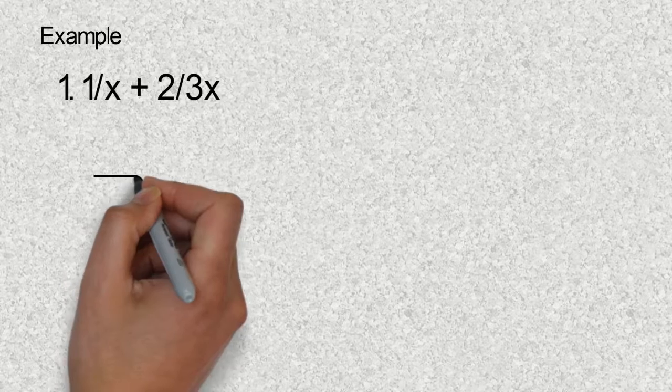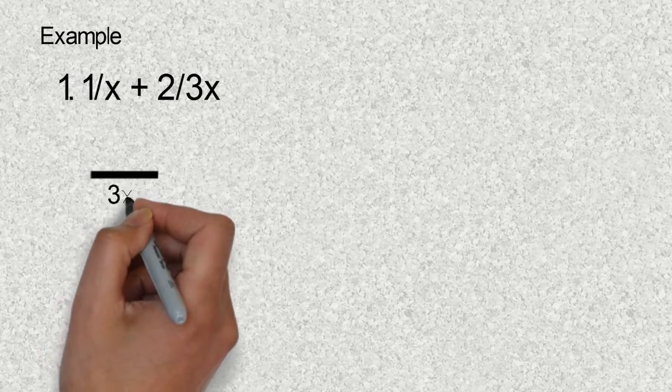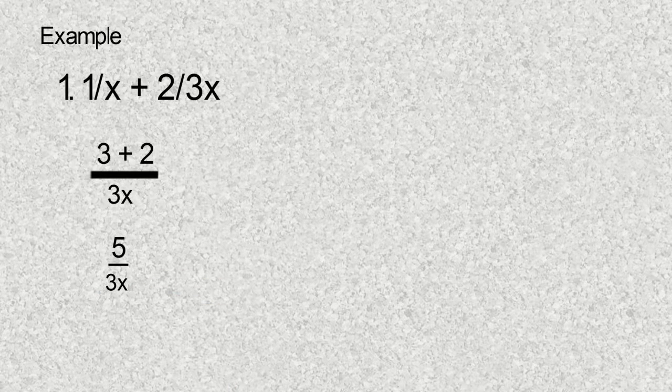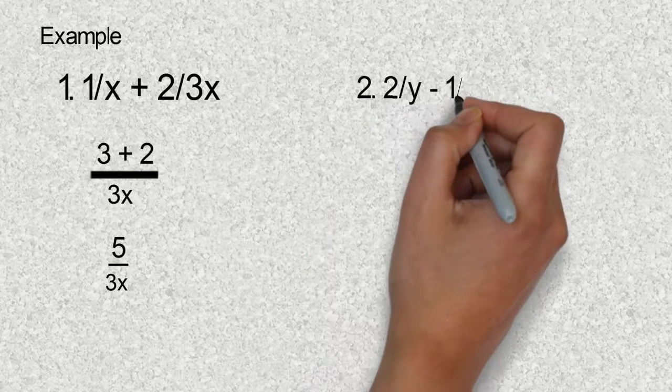So let's solve the first one. How do I do this? I have 1 over x plus 2 over 3x. So what is the LCM of x and 3x? That should be 3x. So if I say x in 3x will give me what? 3. 3 times 1 will give me 3. So I write down 3 plus 3x in 3x will give me 1. 1 times 2. So I have 3 plus 2 all over 3x. Which will give me 5 all over 3x.